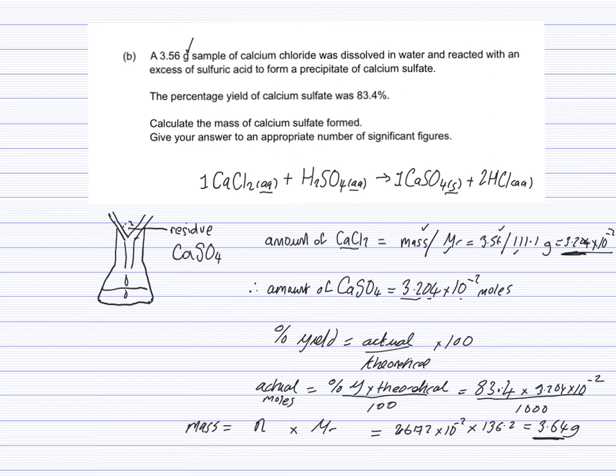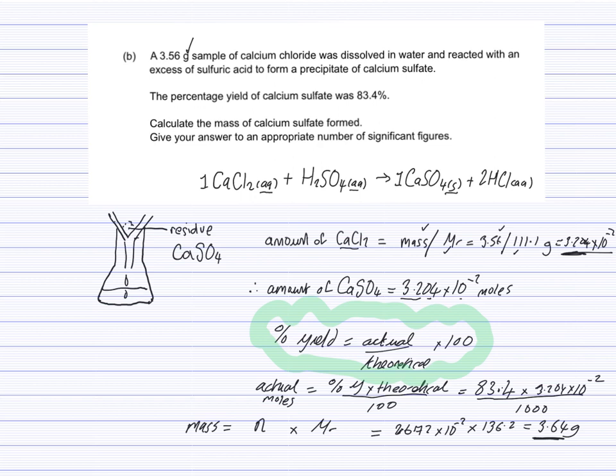Write the equation for the percentage yield. It's really important that you do this. So percentage yield is actual over theoretical. So remember, that could be actual mass or actual moles. Since we've got moles here, we're going to use moles.